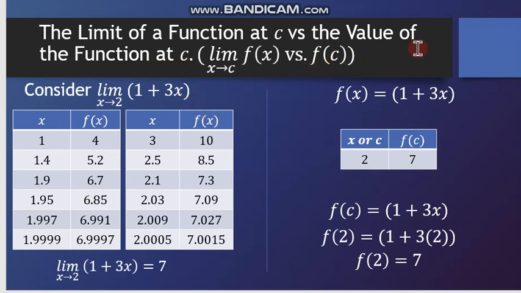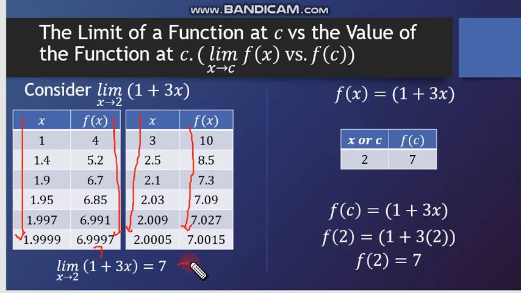So we will consider the limit of 1 plus 3x as x approaches 2. We have already constructed the table of values earlier. Here at the left side, as x approaches 2, f of x approaches the value of 7. Same here at the right side, as x approaches 2, the value of f of x approaches 7. Therefore, the limit of 1 plus 3x as x approaches 2 is equal to 7.